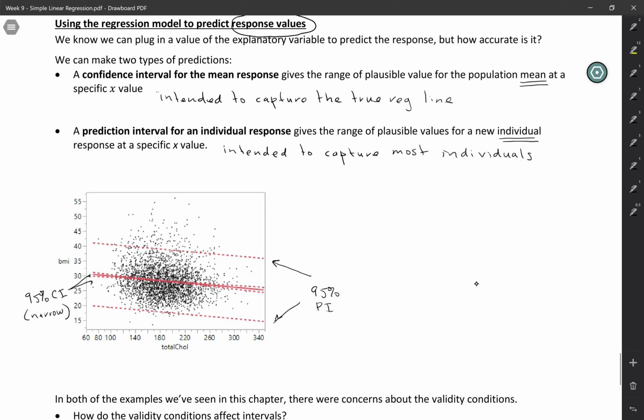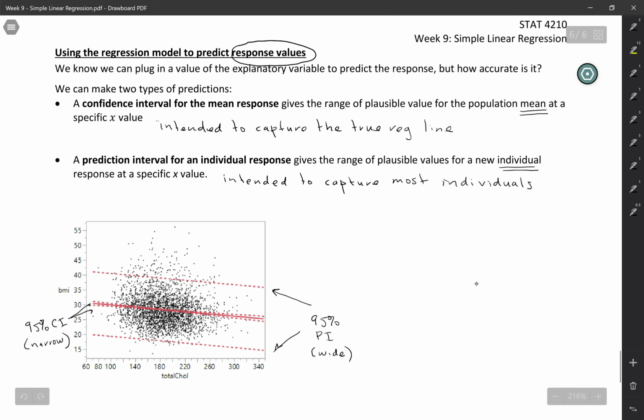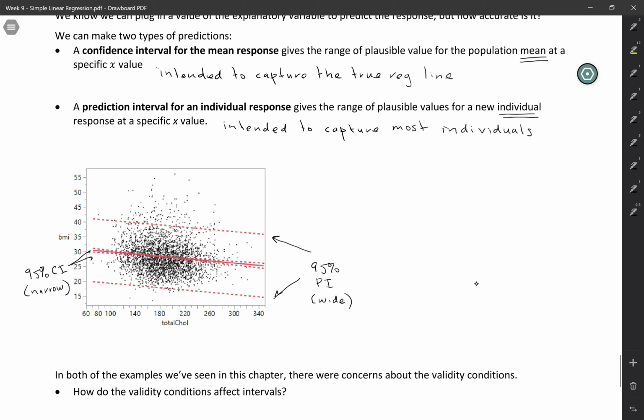And if you think about it at the individual level, there's all sorts of reasons why BMI might be higher or lower that have nothing to do with cholesterol. So we've got a lot of spread in our individuals, so we need our prediction interval to be much wider than our confidence interval. So let's take a second and think about the factors that affect the width of these intervals.